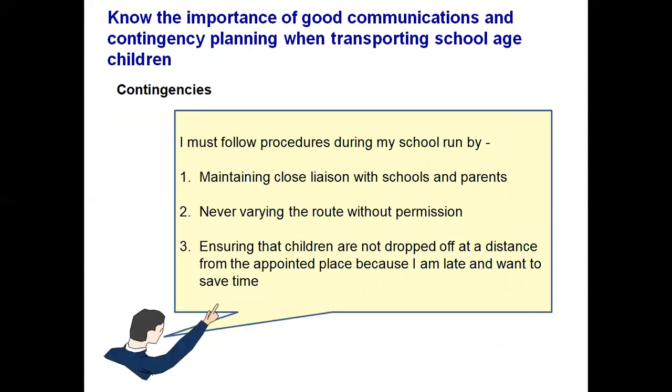You will lose business if you don't communicate. So maintain close liaison. Liaison is contacting people to and fro, either the school or the parents. Try not to vary your route without permission. Once again, should you have an autistic child on board, this could cause panic or anxiousness.